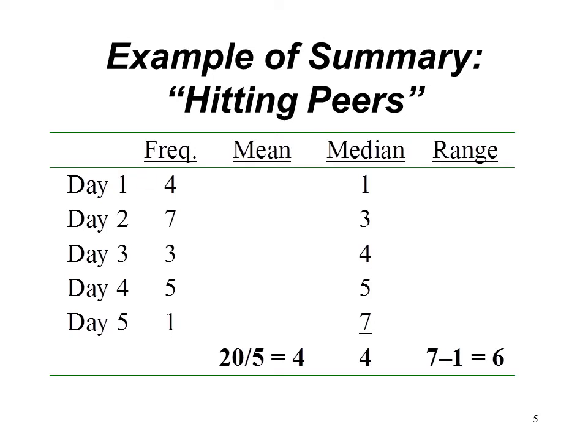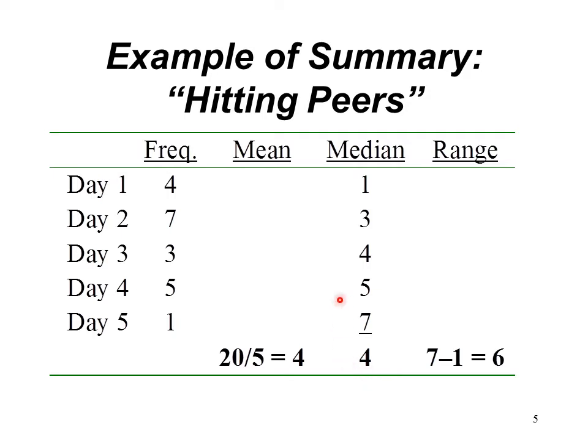First day we had a frequency of 4. The next day we had a frequency of 7, then 3, 5, and 1. Well, if we average these together, these add up to 20. We divide by 5 days. So our average score is 4. And we do have one score that's a 4. The median score, if we take our number of occurrences each day and we find the middle value, the median score is going to be 4.